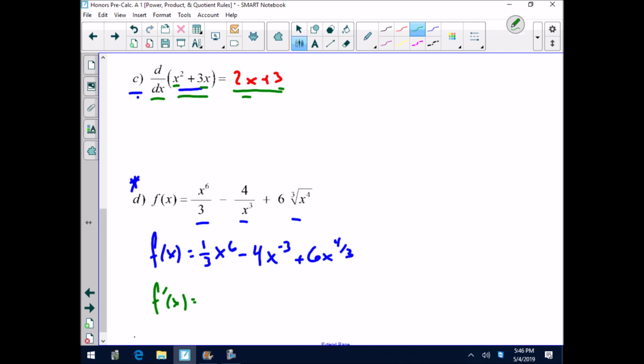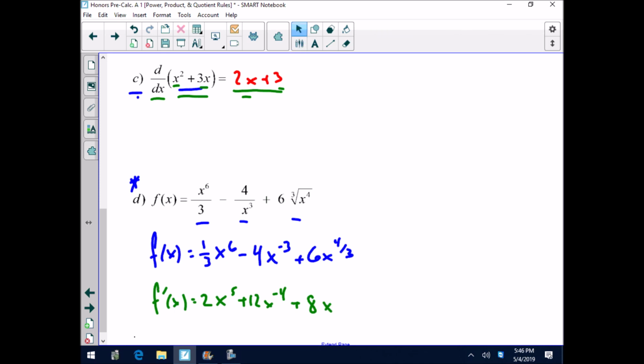6 times 1/3 is going to be 2x to the 5th, and then right here, negative 3 times a negative 4 is going to be plus 12x to the negative 4. Then right here we have our 4/3 times 6, and that's going to give us 4 times 6 as 24, divided by 3 would be 8. And then right here we have x.